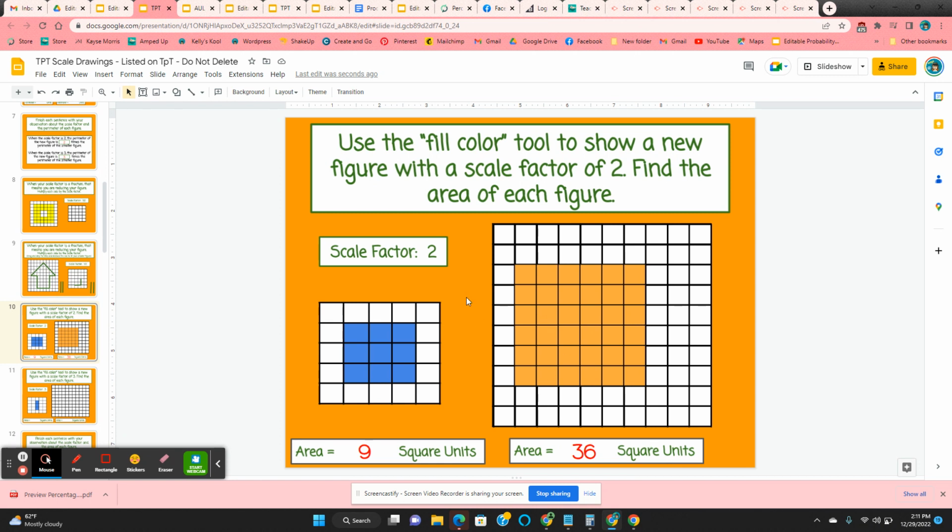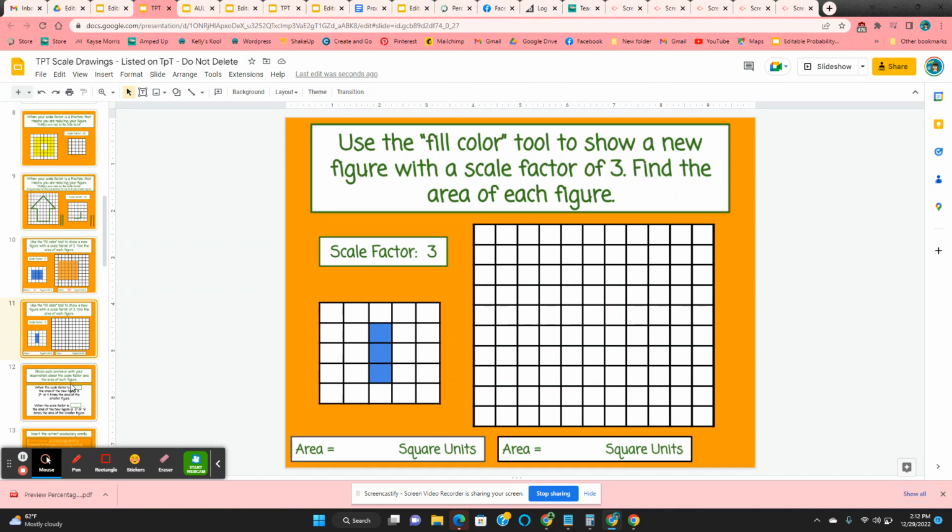So I want them to notice that when they're looking at area, it's going to increase by the scale factor to the second power, which would be 4 times 4. 9 times 4 would give them 36 square units. So it's the scale factor to the second power.